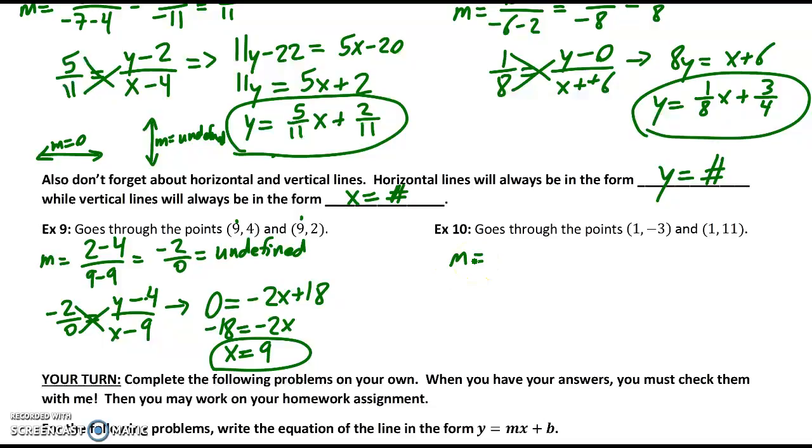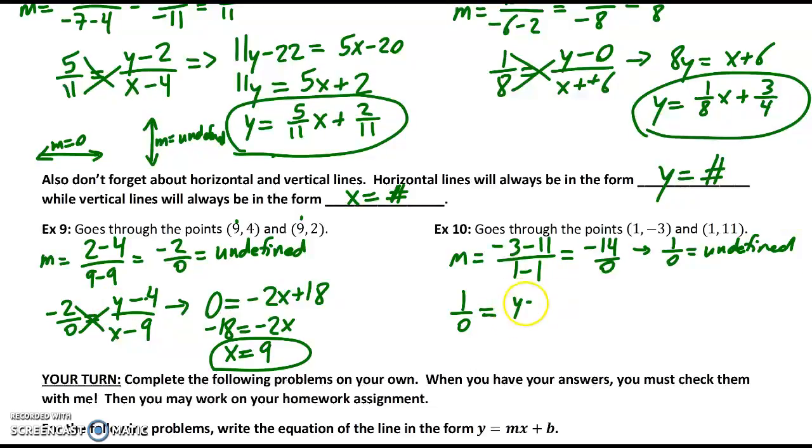So again, we have, what, -3 minus 11 over 1 minus 1. We end up with -14 over 0. You can use -14 over 0. If you'd rather, you can use 1 over 0. Both of these come out to be undefined, okay? So it doesn't really matter. 1 over 0 is actually very simple. I could have done that in the last one as well.